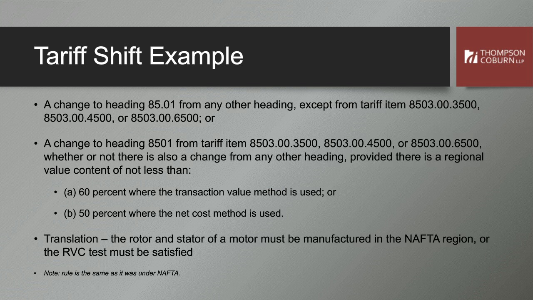The transaction value method and net cost method are similar but different. With the transaction value method, we look at the value, the price paid or payable for the goods when sold for exportation to the country of importation. Actually, let's start this way. We look at the price paid or payable for the finished product when sold. We subtract out the price paid or payable for non-originating materials to get to what the value essentially is of the originating materials. And we divide by the total transaction value of the finished product. That gives us a percentage. If that percentage is greater than 60%, then we're going to qualify.